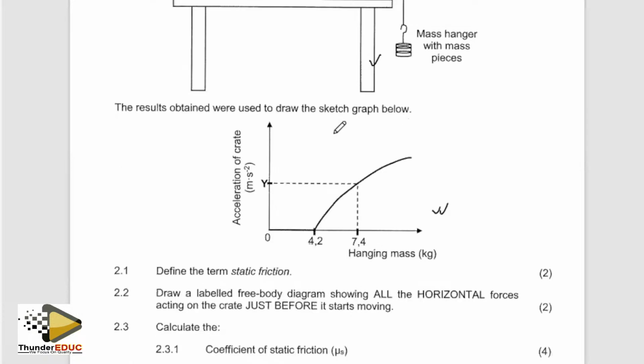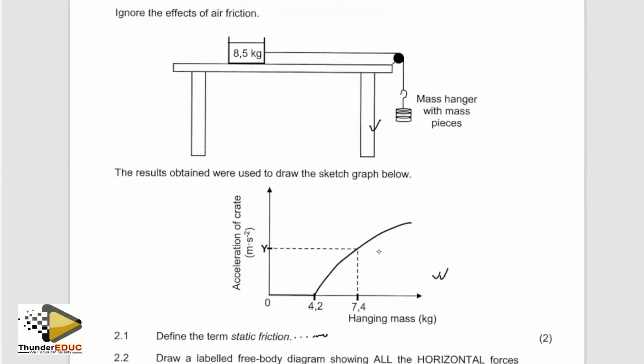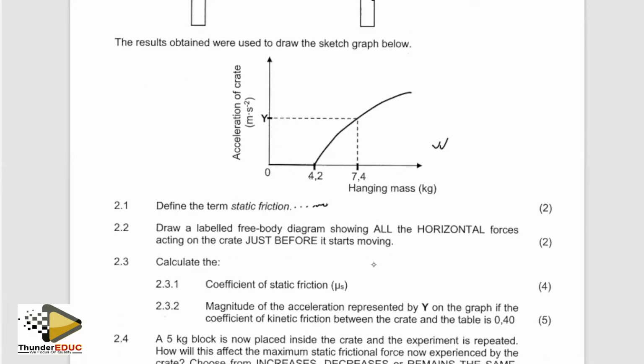All right, then 2.1. They want us to define what static friction is. So we know that it is the type of friction that exists between the object and the surface just before motion takes place. This type of friction does not allow motion to take place. It keeps on holding the object in one place. So a definition of that sort would guarantee you those two marks.